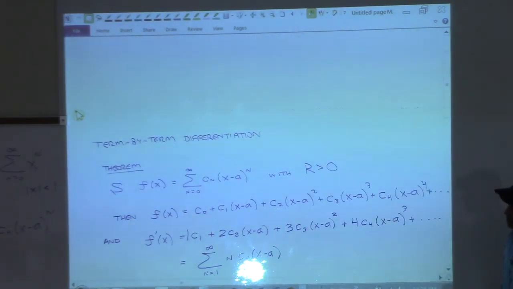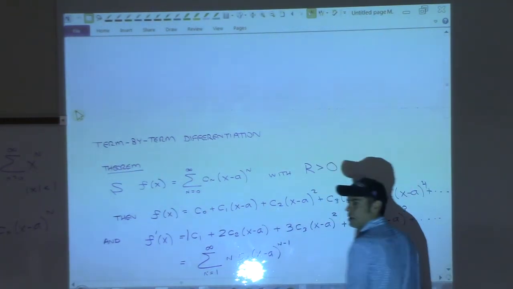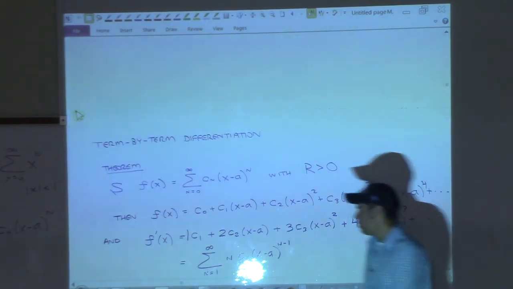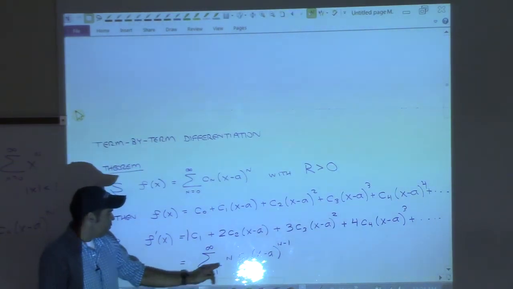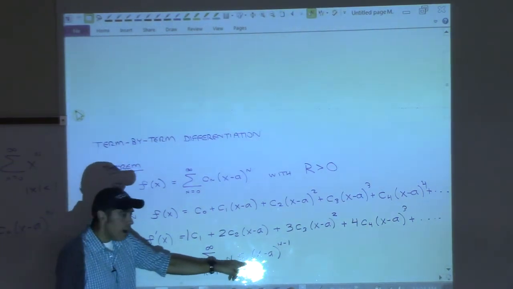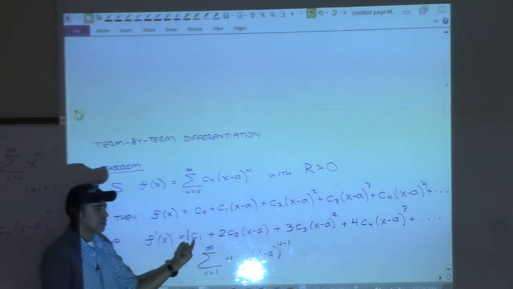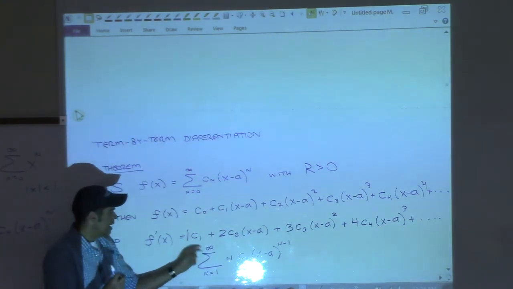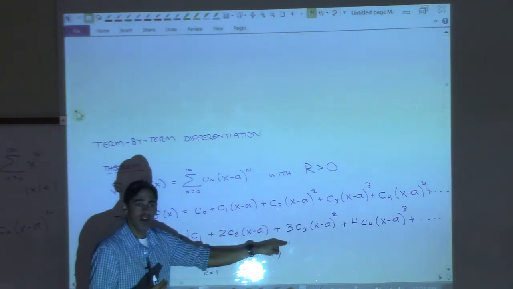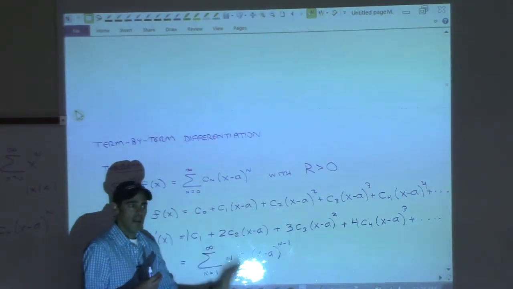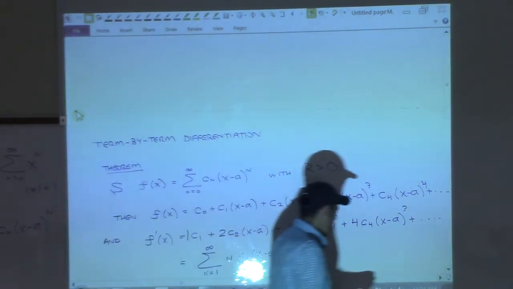Close? Oh, n minus 1. n minus 1. Let's see, do y'all agree that this works? If we start at n equals 1, then we're going to get 1 times c sub 1, and then x minus a to the 0, which gives us that first one. If n is 2, we get 2 c sub 2, x minus a to the 2 minus 1, which is 1. And then this would continue, right? Yes?